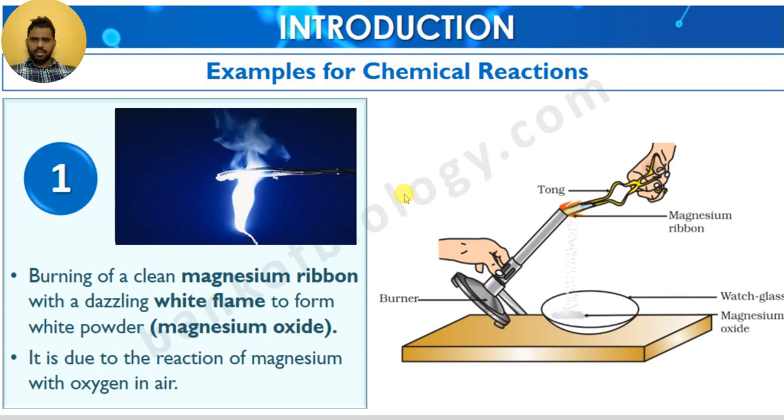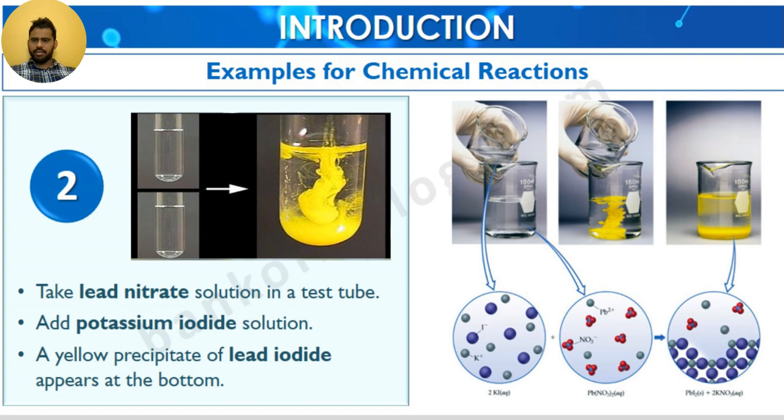Upon burning, this is what happens. The magnesium ribbon burns with a dazzling white flame, and it forms a white powder called magnesium oxide. This is the magnesium oxide white powder, which we collect in the watch glass or the china dish. This reaction is due to the reaction of magnesium with oxygen in air. So it can be written as 2Mg + O2 → 2MgO. Magnesium oxide has been formed in this reaction because the burning of a clean magnesium ribbon had taken place.